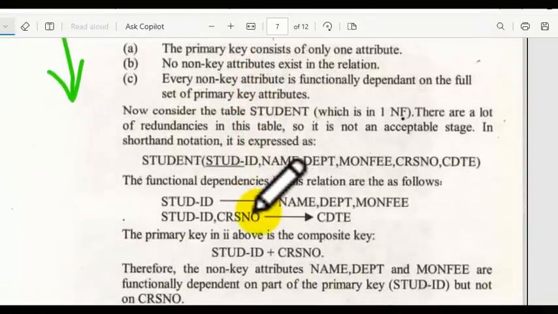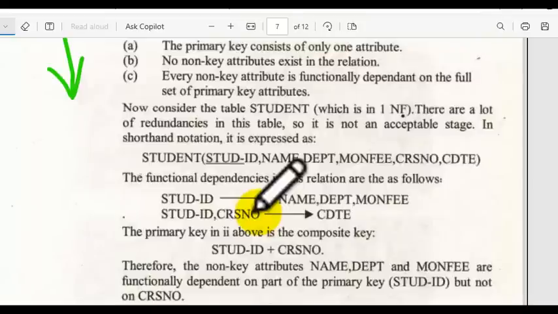Now consider the table Student, which is in 1NF. There is a lot of redundancy in the table, and this was used to centralize data. Student: STUD ID, name, department. So we have much more relational data, and we can demonstrate it one by one.